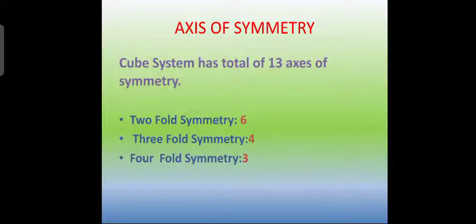Next slide. Now, for axis of symmetry there are three types: two-fold symmetry, three-fold symmetry and four-fold symmetry. Now, the cubic system has altogether 13 axes of symmetry. Okay. So, a cubic system has 13 axes of symmetry. Which are those? Two-fold symmetry 6, three-fold symmetry 4 and four-fold symmetry 3.